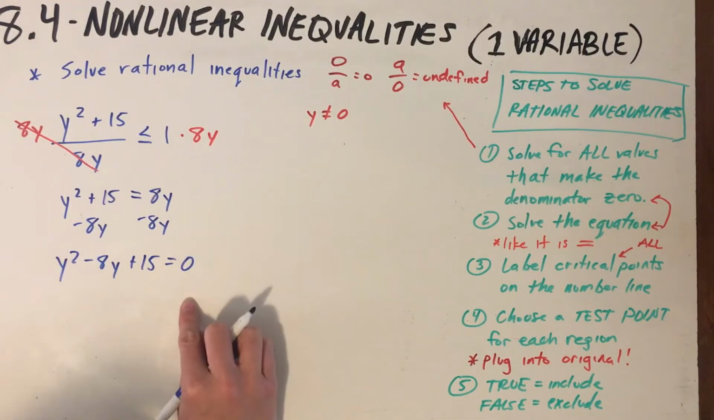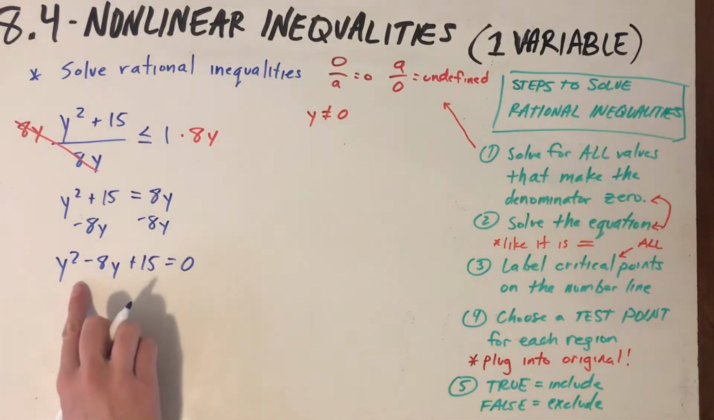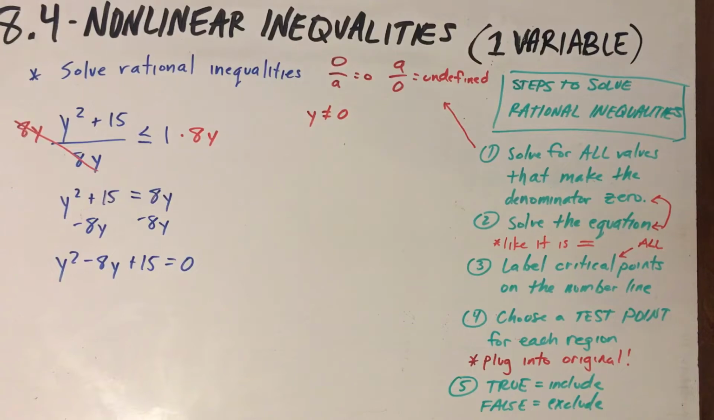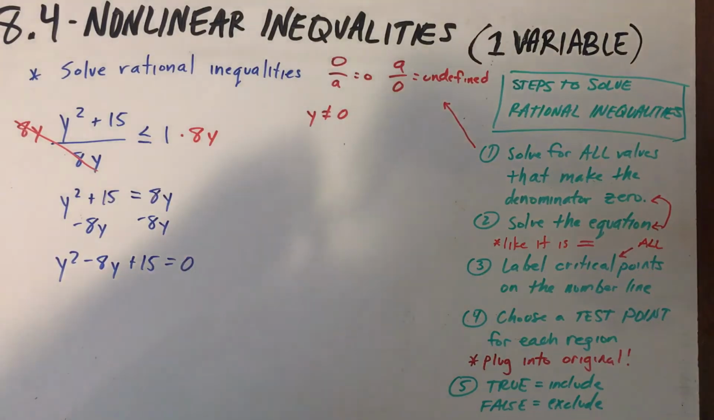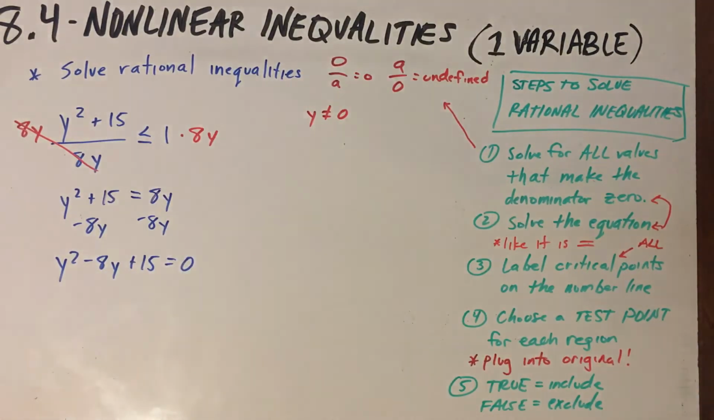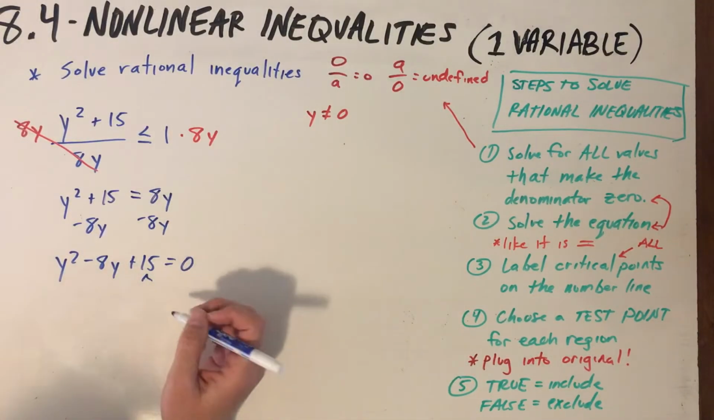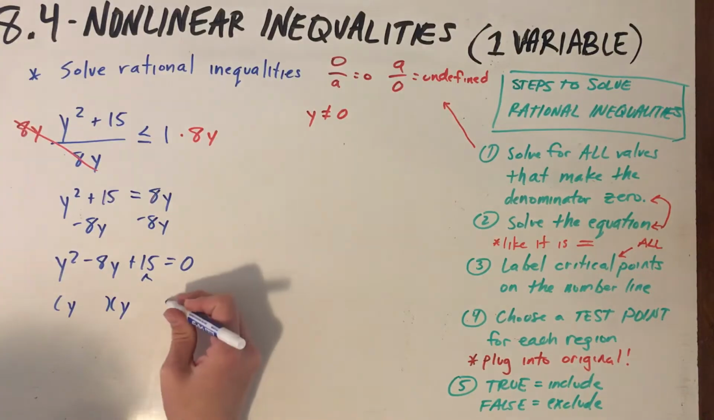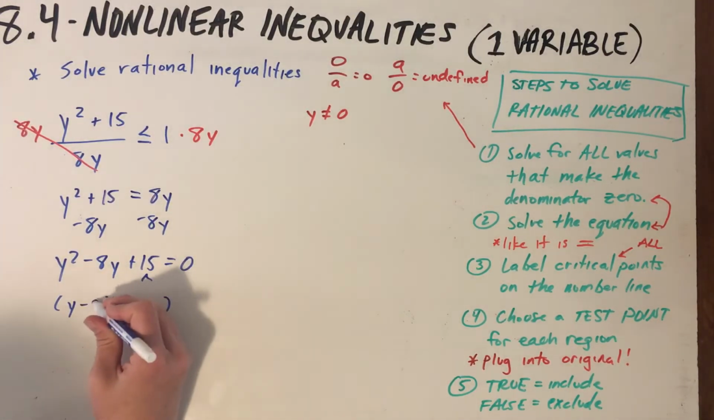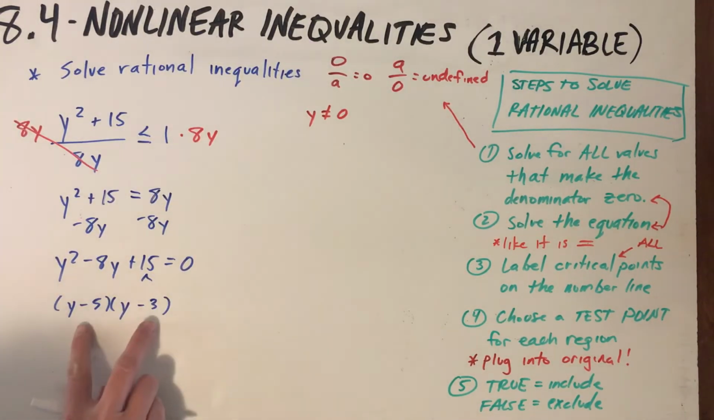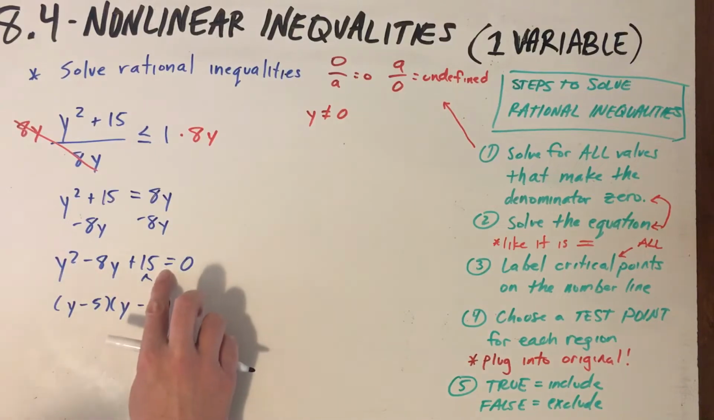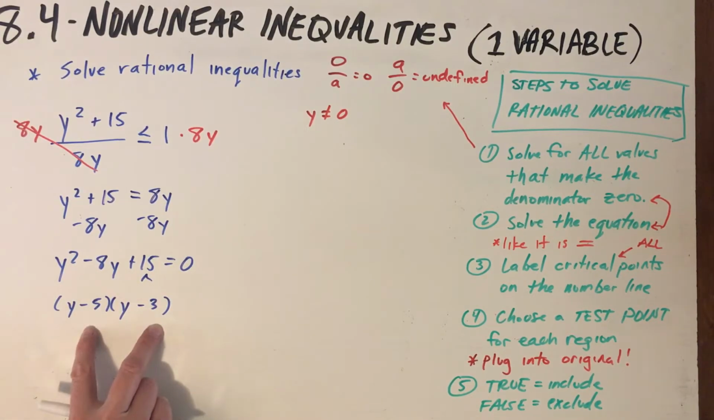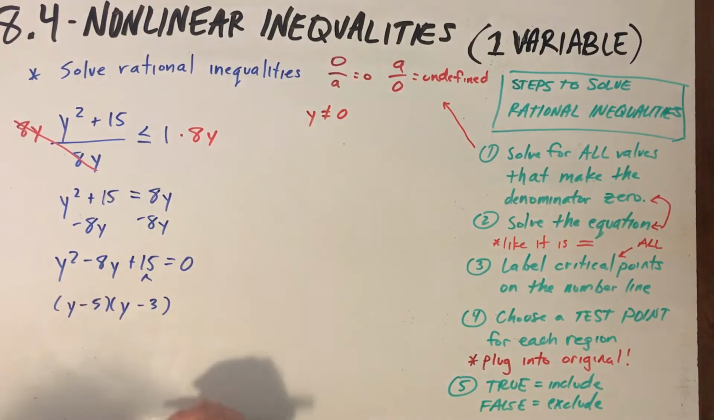The reason why we want to put it in this format, we want to get everything equal to 0, is because this is quadratic. So once we get it here, then we want to look and say, what are the factors of 15? Well, the factors of 15 are going to be -5 and -3. When I multiply -5 times -3, I get this positive 15. And when I add -5 plus -3, I get this -8.